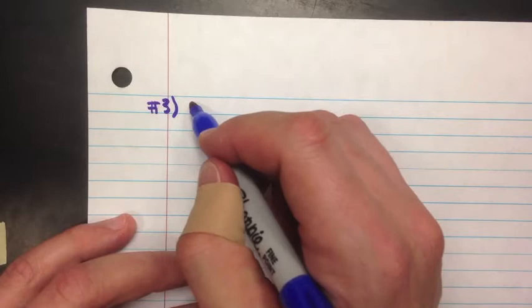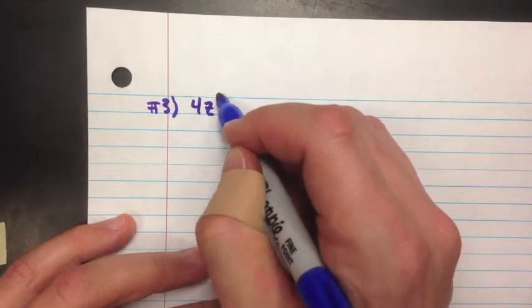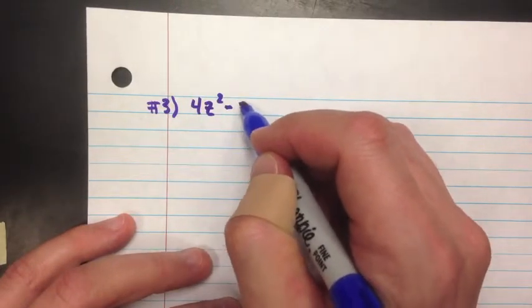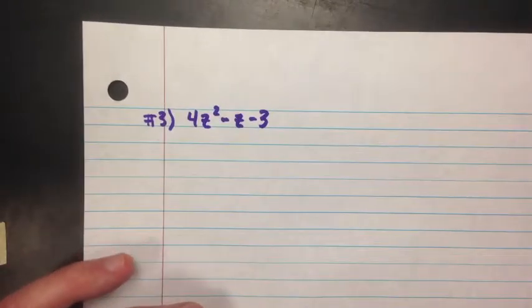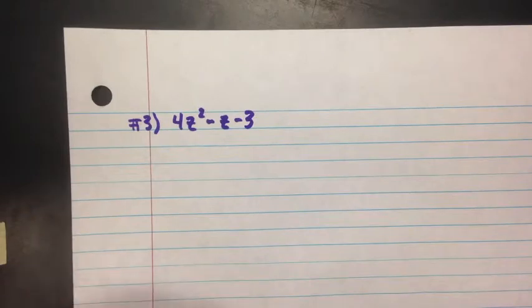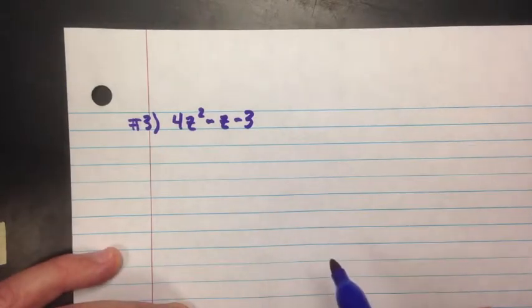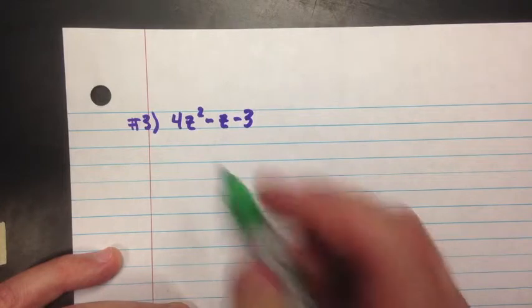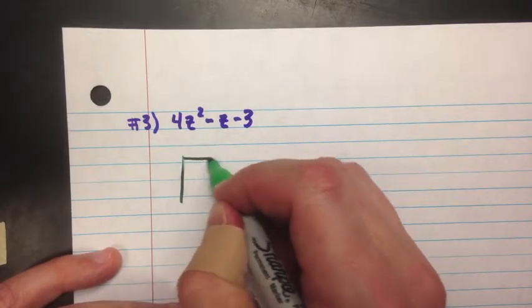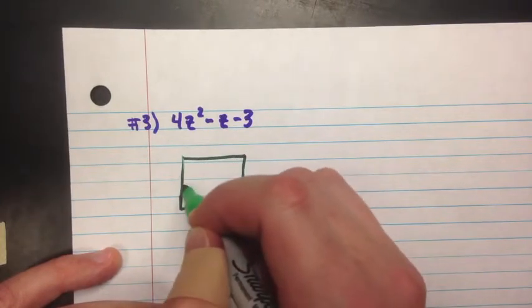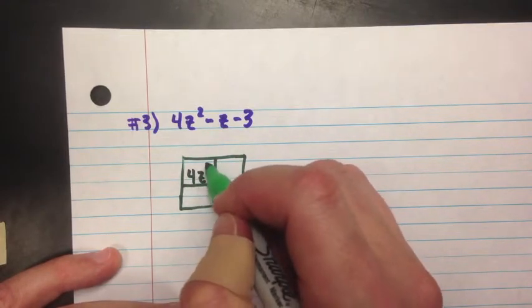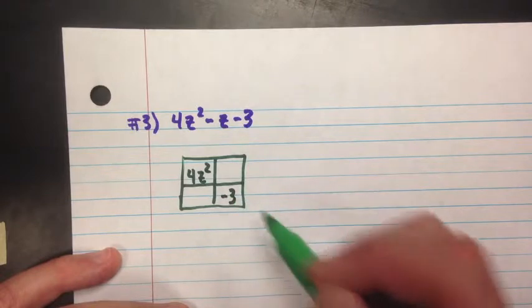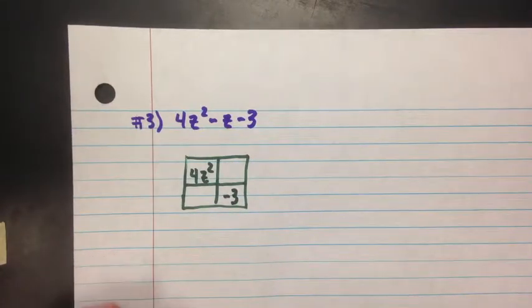Let's try this one. Let's do 4z squared minus z minus 3. Okay, we're going to factor this. So if you want to factor it, we're going to set up a box. I'll set up the box in green this time. So we got 4z squared, and we have minus 3.